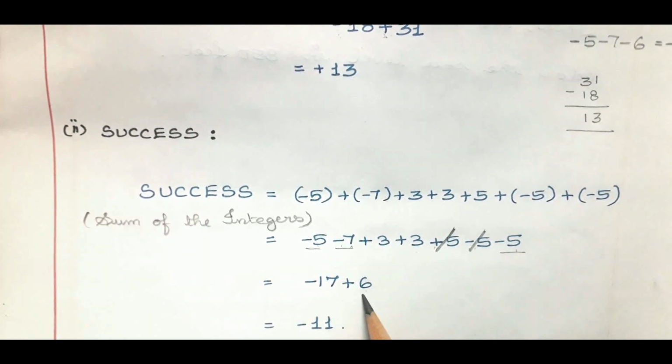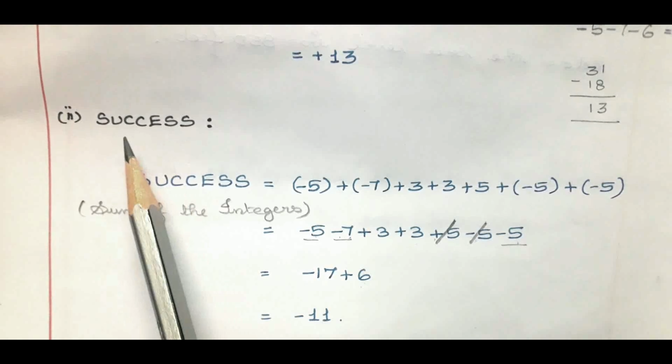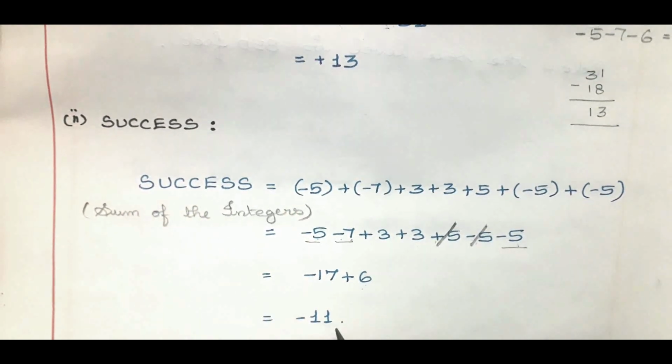When you subtract these, we will be getting 11, and the biggest number's sign is minus. So the sum of the integers of the word success is minus 11.